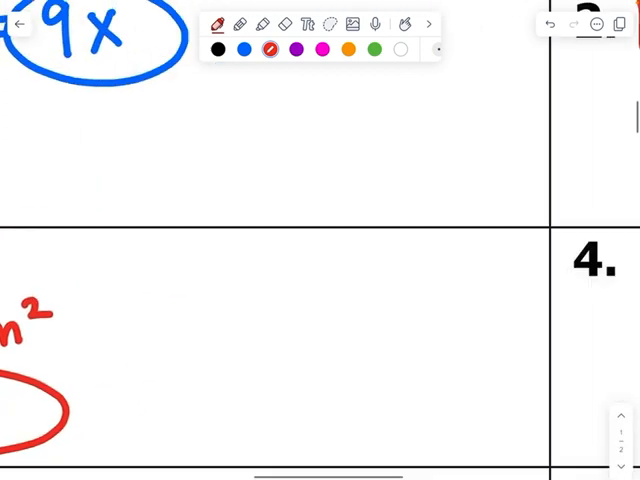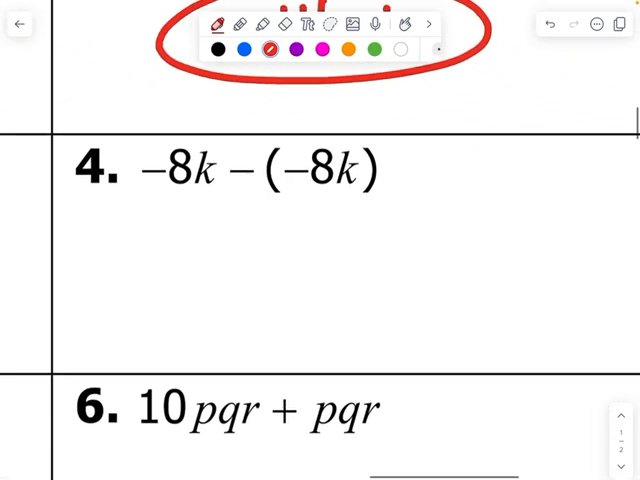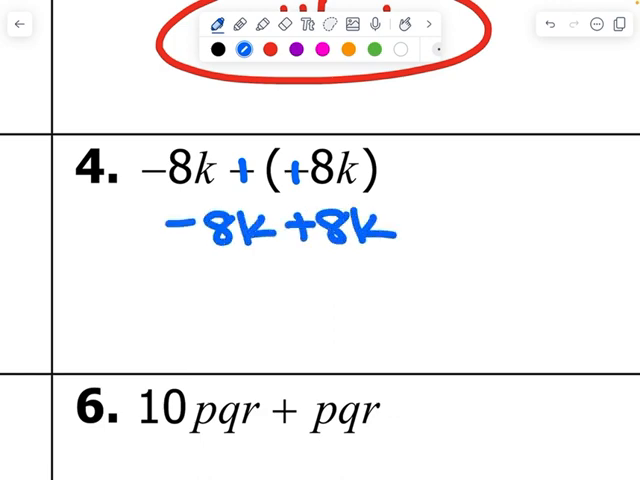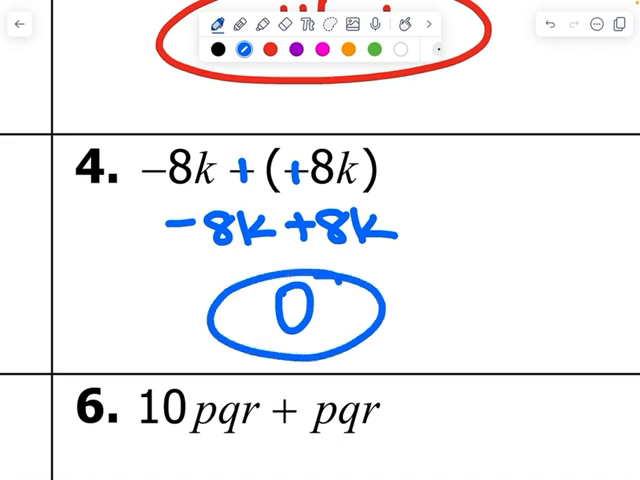Now look at number 4. Notice how we have like terms. k to the first power is our like term. So we do have like terms. Now, let's keep in mind that subtracting is the same thing as adding the opposite. So if I'm going to add the opposite, this becomes negative 8k plus 8k. Well, what's negative 8k plus 8k? It's going to be 0. Now, if you write 0k, that's fine, but the k isn't necessary since it's 0. Nothing is just nothing.